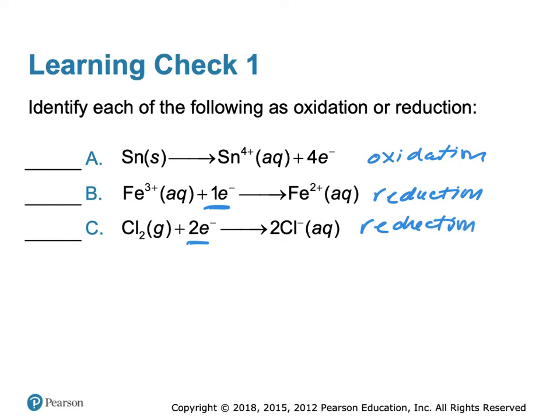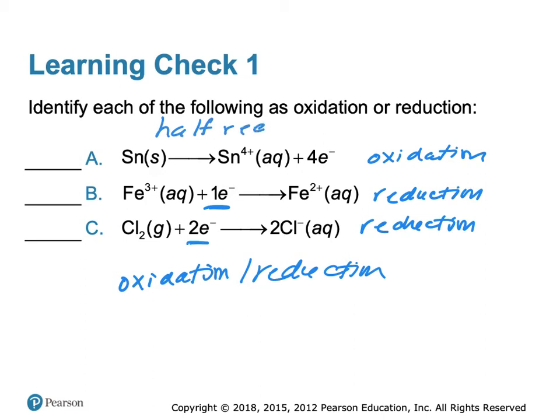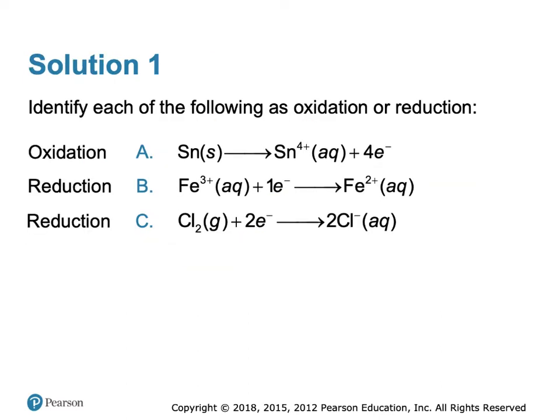What I want you to realize is that oxidation-reduction reactions occur as a pair. You need to have them occur as a pair because whatever is lost must be gained. What we're seeing here are half reactions. So for every oxidation that's occurring, a reduction is occurring as well. So here are the answers that we previously listed.